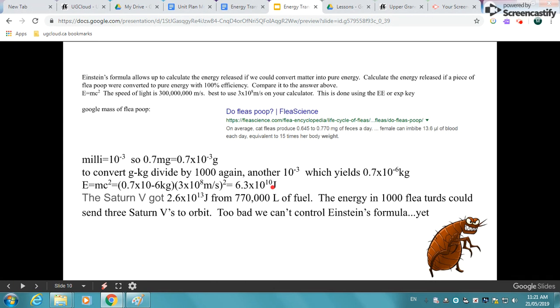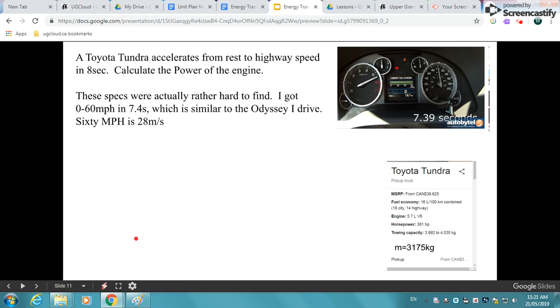In a single flea poop, the Saturn V needed 750,000 liters of fuel to just reach this number. So literally 1,000 flea turds could send a Saturn V to orbit. Or 1,000 flea turds could send 3 Saturn V's to orbit if we could somehow control Einstein's formula and control that energy release, which we haven't.